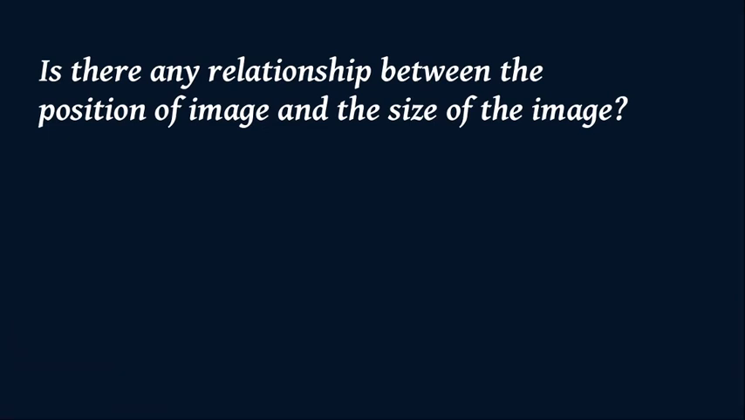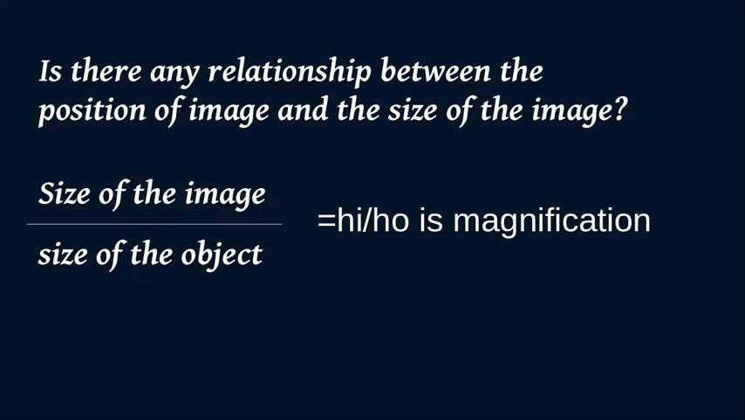Is there any relationship between the position of the image and the size of the image? The position of the image and the size of the image. That is, size of the image by size of the object is equal to hi by ho. That is magnification. That is the relation. So magnification is the ratio of the size of the image to the size of the object. And using symbol hi by ho is equal to m.